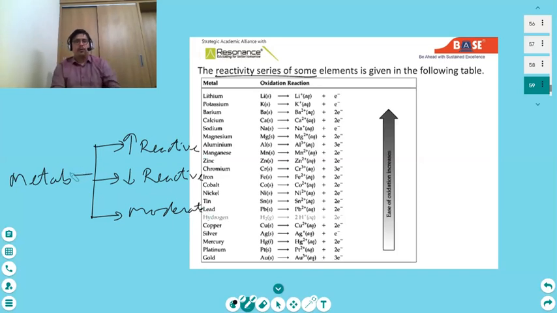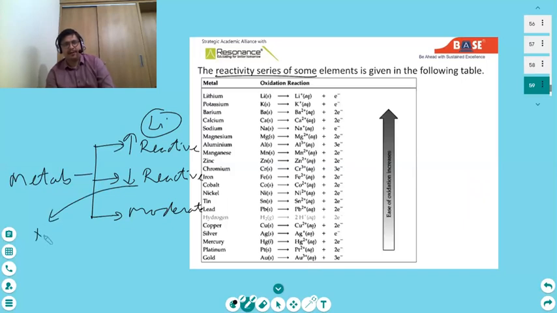To differentiate these, for highly reactive metals I can talk about lithium and sodium. For moderately reactive metals, it is nickel and tin. Less reactive means I can talk with respect to gold and platinum. And moderate reactive means zinc and tin we can talk. So there are three types of metals, basically highly reactive, moderately reactive, and less reactive.